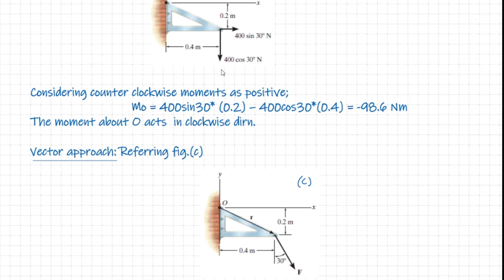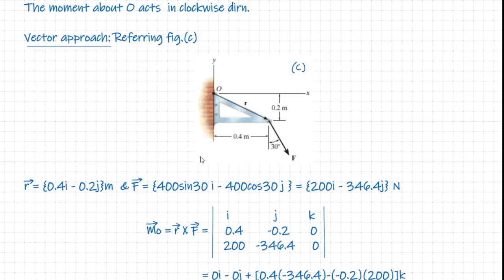And from the known components, horizontal as well as vertical, we can express vector F in the Cartesian format as Fx i plus Fy j. What is Fx i? Horizontal component, that is 400 sin 30 i. And we know that our vertical component is directed in the negative y-axis. So it does mean that we have to use minus 400 cos 30 j.